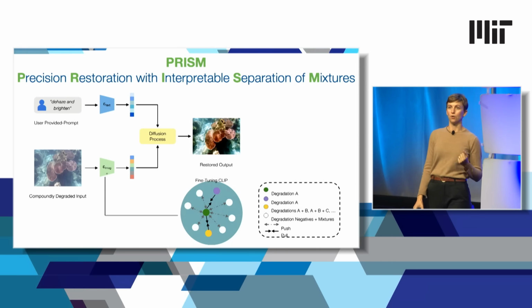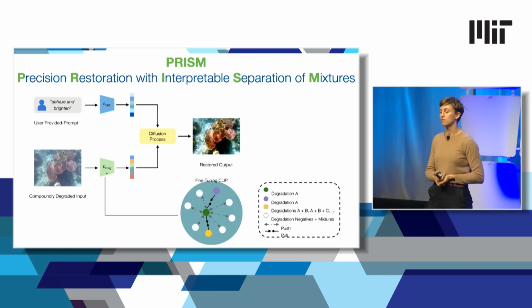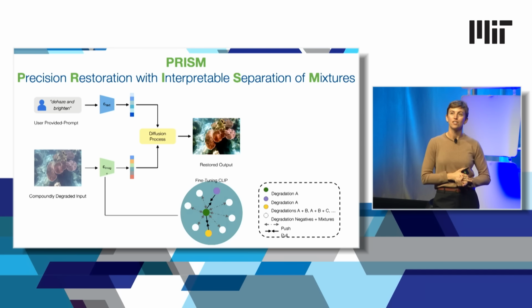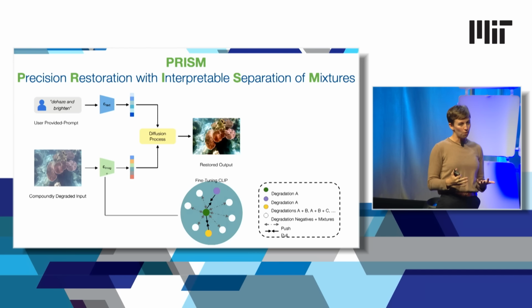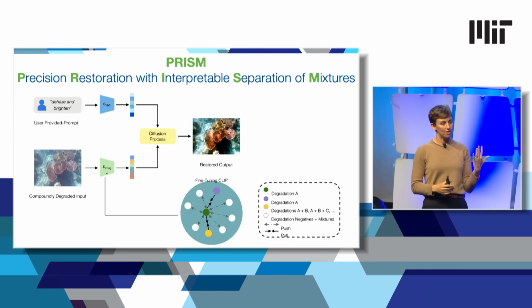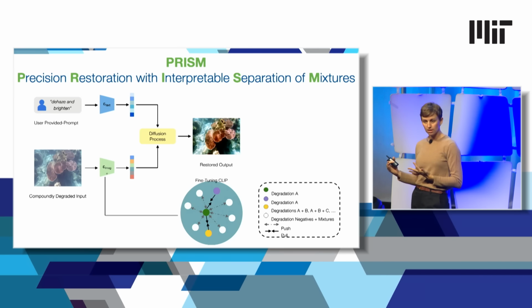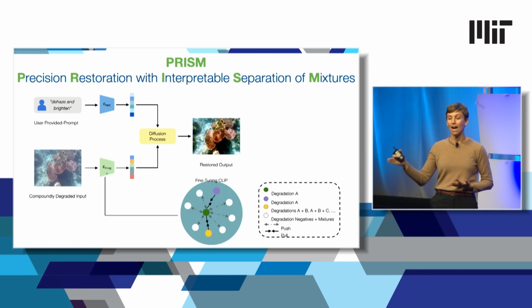And so what we've proposed is a method that we're calling PRISM. It stands for Precision Restoration with Interpretable Separation of Mixtures. But at its core, it's essentially an image generation model that takes in both an image and input from a scientific expert and is able to iteratively remove these distortions with a focus on scientific accuracy.